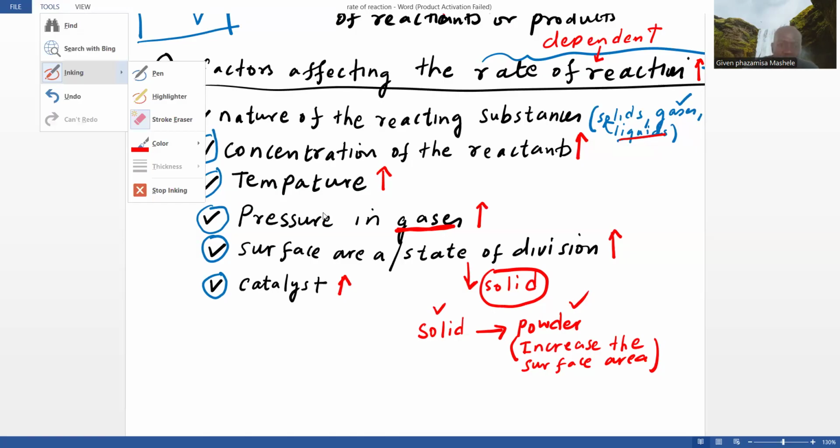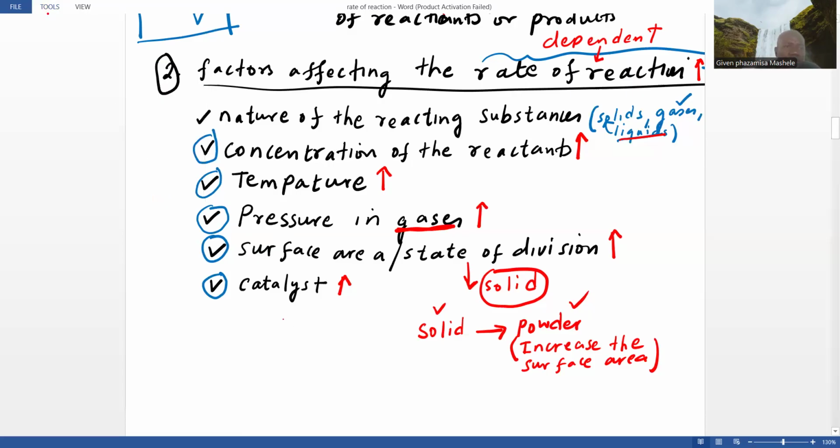That's why we'll be talking about some of these factors in the second chapter, on chemical equilibrium. Of these 6 factors, only 3 affect chemical equilibrium, and I will explain why only those affect it. I believe you're following.